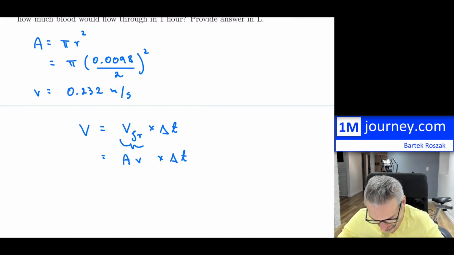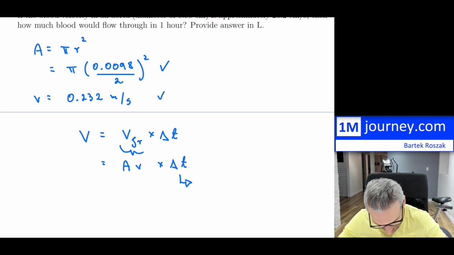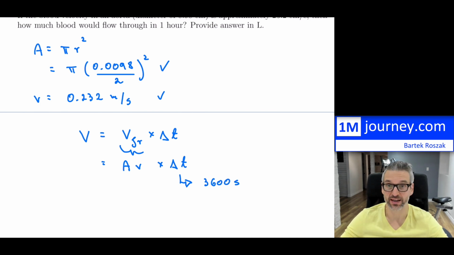So I have to substitute all of these in. I have to substitute the area, I have to substitute the speed, and now for my time, here's where you're going to have to be careful because it's 1 hour. So 1 hour is equal to 3,600 seconds, because there's 60 seconds in a minute and 60 minutes in an hour.